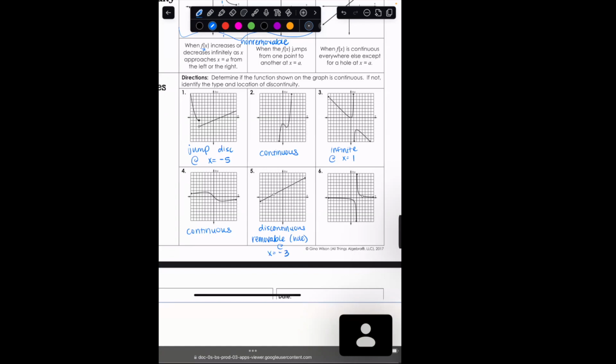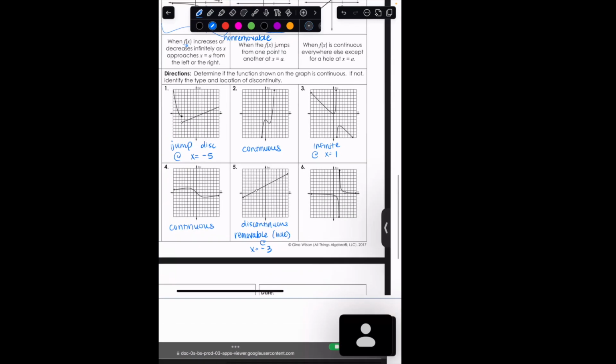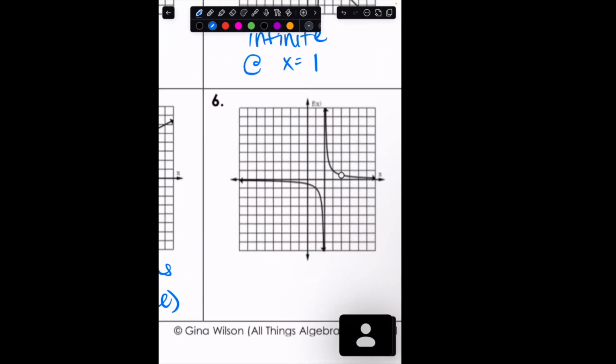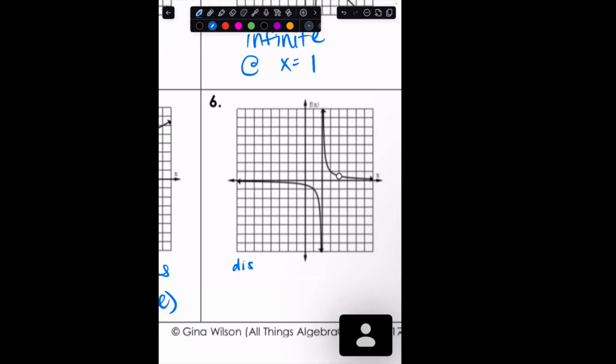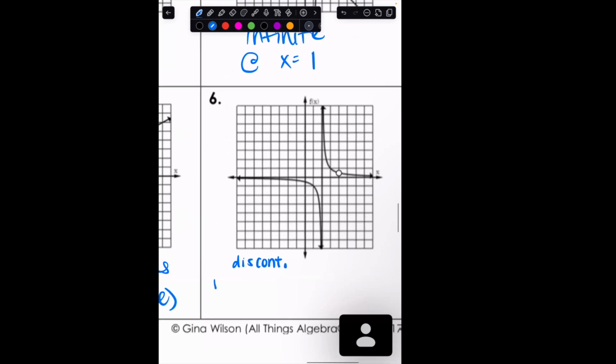All right, and then 6, we actually have a couple things going on here. It's actually really hard to see. Let me zoom in a little bit. So one thing I know it's discontinuous for sure. So discontinuous. I got a removable at x equals 4.